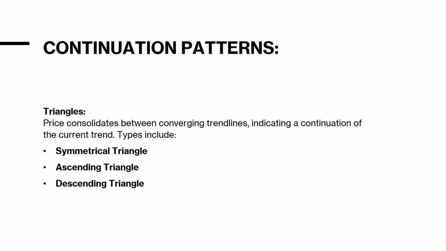Now, let's talk about continuation patterns, which signal that the current trend, whether bullish or bearish, is likely to continue after a brief consolidation period. One of the most common continuation patterns is the triangle pattern. Triangles form when the price consolidates between converging trend lines. This happens as the market takes a breather, and then, once the consolidation is complete, the price typically breaks out in the direction of the prevailing trend.